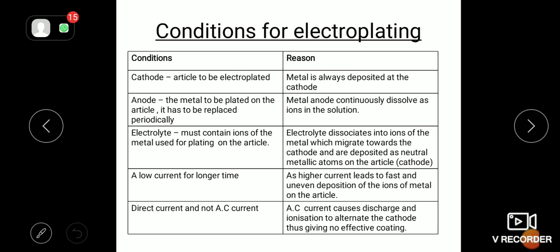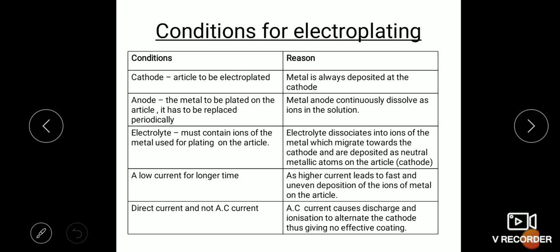Now here, a low current for a longer time is passed. See, please remember, we cannot use high current for a smaller time. We have to use a low current for a longer time, because higher current leads to fast and uneven deposition of ions of the metal on the article. Therefore, for uniform deposition, we have to use low current for a longer time.